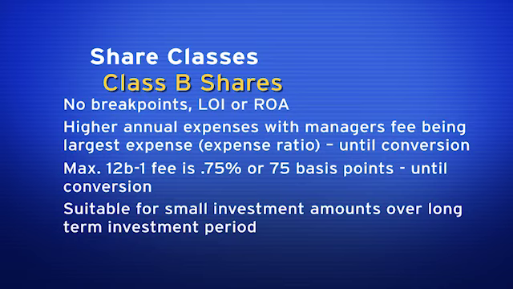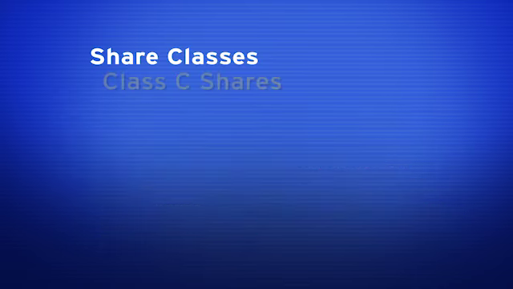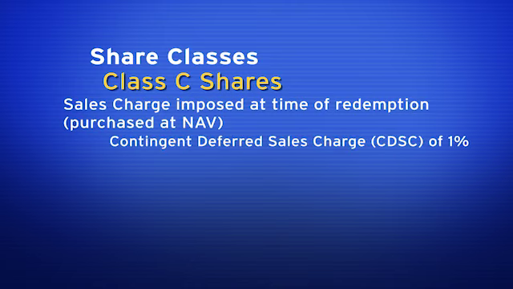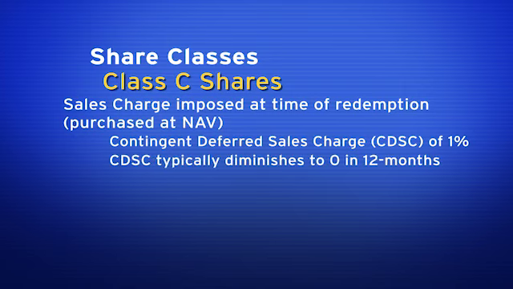Now let's explore Class C shares. Class C shares have a sales charge imposed at the time of redemption. So these have a back-end load, a back-end sales charge. These have a contingent deferred sales charge, a CDSC. The CDSC here is typically 1% that diminishes to 0 in 12 months.